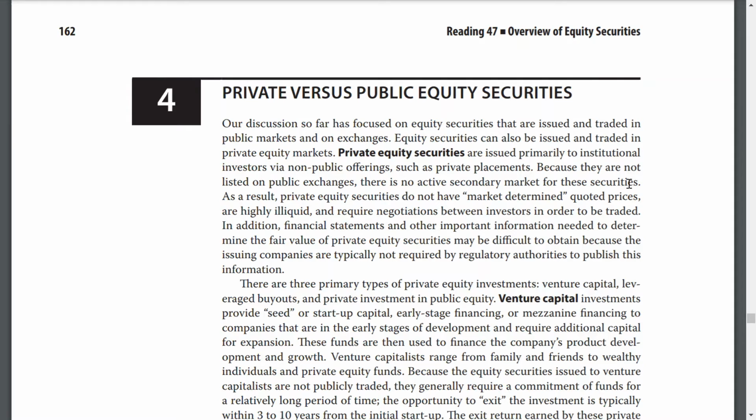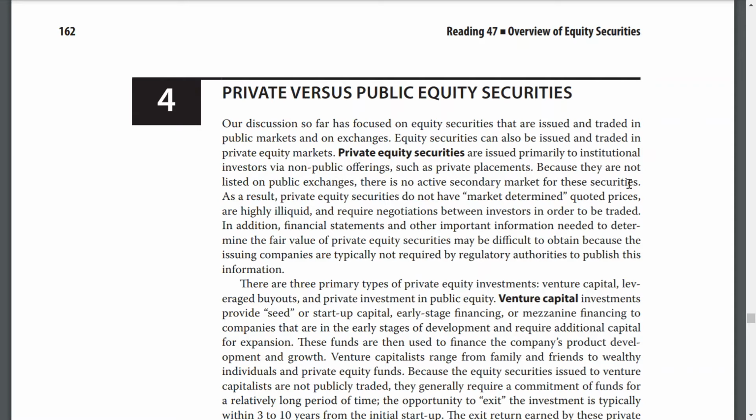Because they are not listed on public exchanges, they are not actively traded and there are no secondary markets for these securities. As a result, private equity securities do not have market-determined quoted prices, are highly illiquid, and require negotiations between investors in order to be traded.